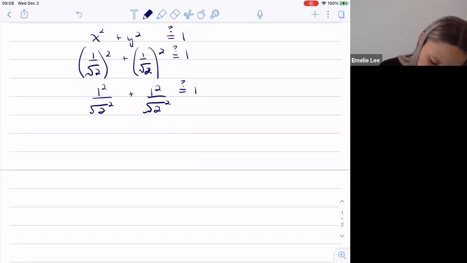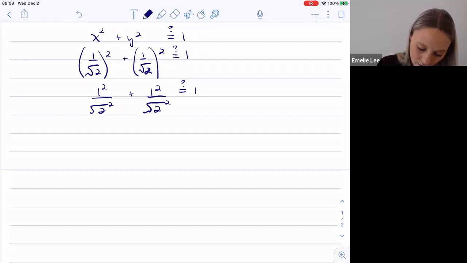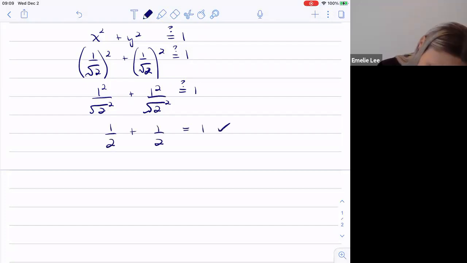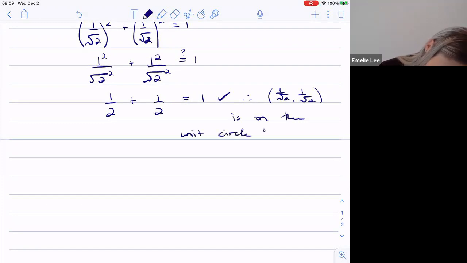So I have a square, which essentially cancels the square root, right? And then 1 squared is just 1. So I've got 1/2 plus 1/2. Hey, that sounds like 1 to me, right? But let's just write it out. 1/2 plus 1/2 does equal 1. Therefore, the point 1 over root 2 is on the unit circle. Woohoo. Okay.